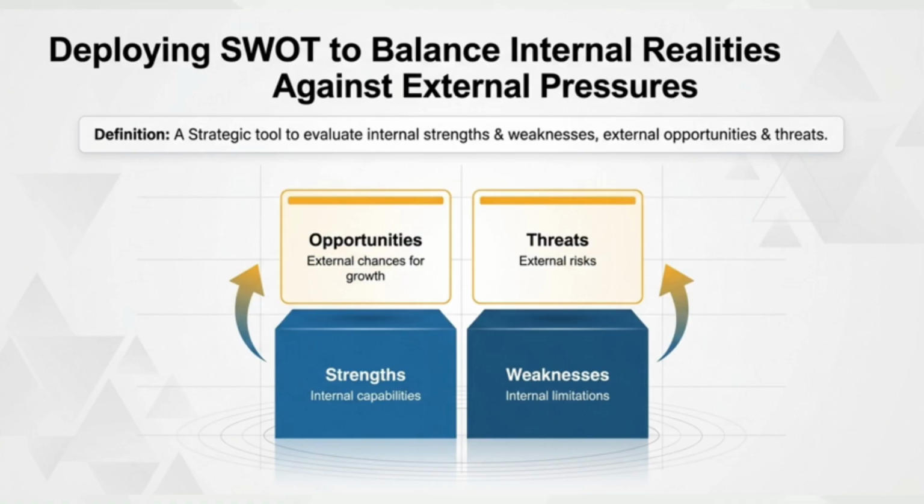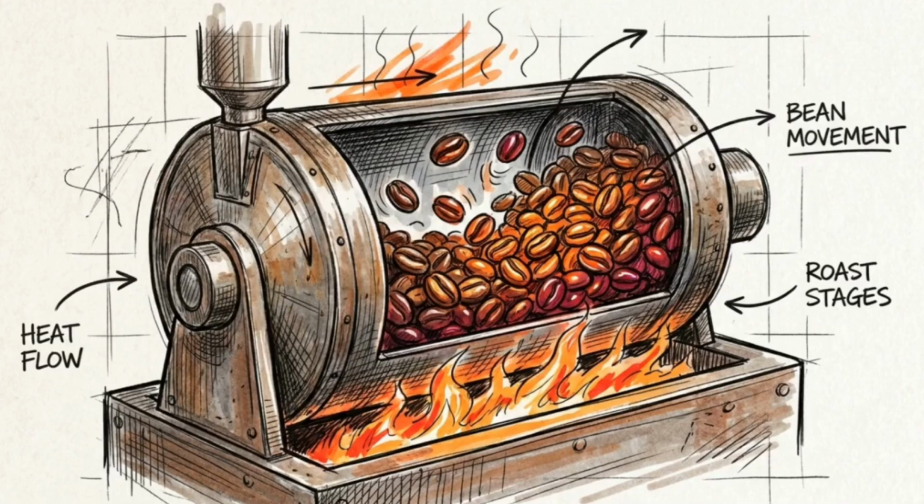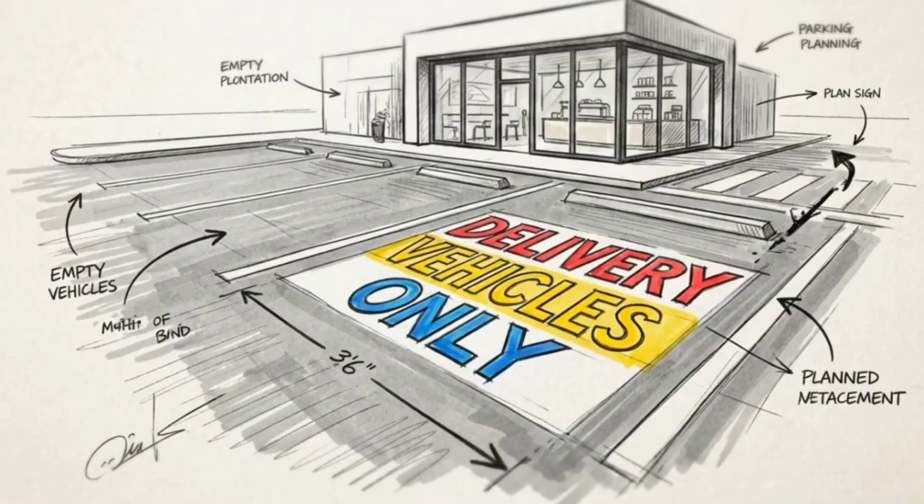It takes all the data gathered during environmental scanning and organizes it into 4 categories: internal strengths and weaknesses, and external opportunities and threats. Let's map the coffee shop's new reality. Internally, their high-quality bean roasting process is a major strength. However, their total lack of a delivery fleet or specialized drivers is a severe weakness.